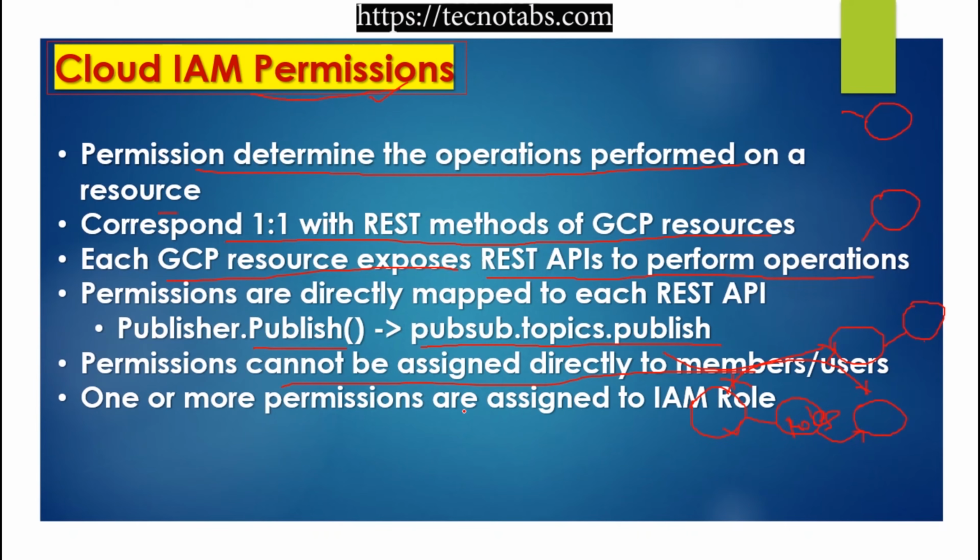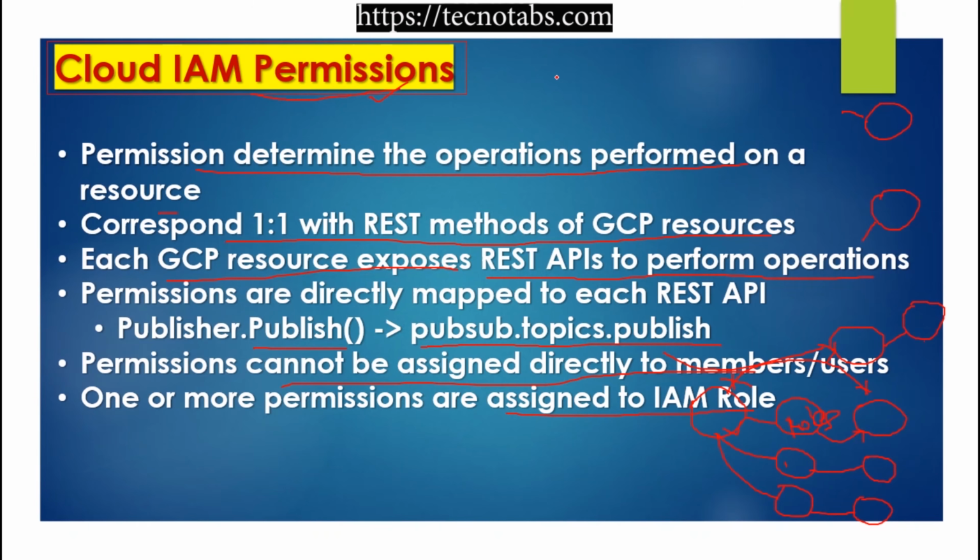One or more permissions are assigned to an IAM role. That is, there can be n number of roles here. Let's say that this is an IoT role and this is a storage admin role. So this one particular user can have as many roles as possible depending on the project requirement to perform operations on different kinds of resources based on their role in the project. All right, so this is all about permissions.